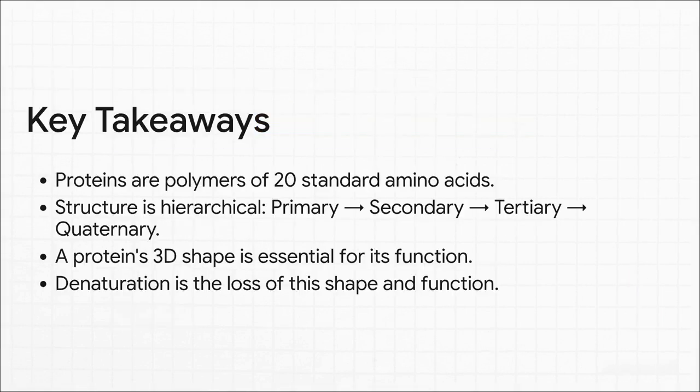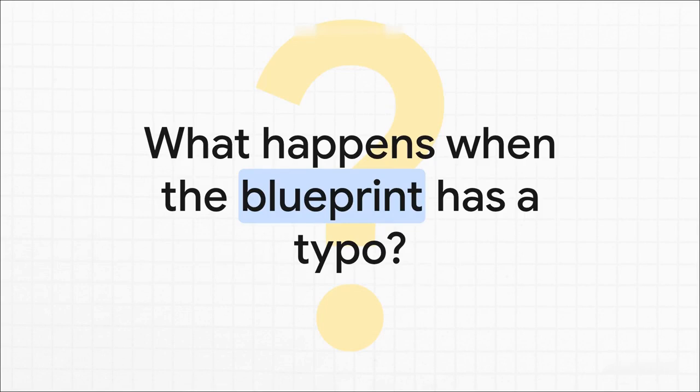Okay, so let's quickly recap what we've covered. First, proteins are all built from the same 20 amino acids. Second, their structure is built up in 4 levels, from a simple line to a complex machine. Third, that final 3D shape is everything. No shape, no function. And finally, denaturation is what we call it when a protein loses that shape and with it, its job.